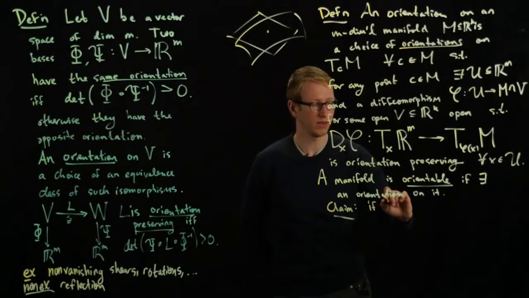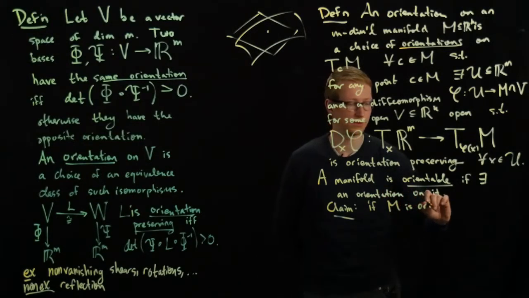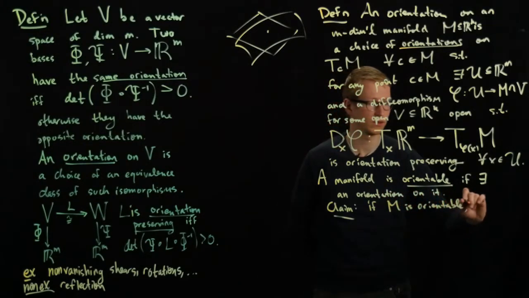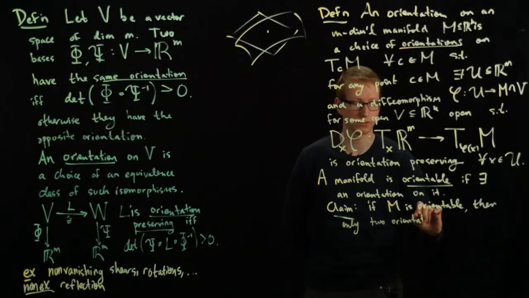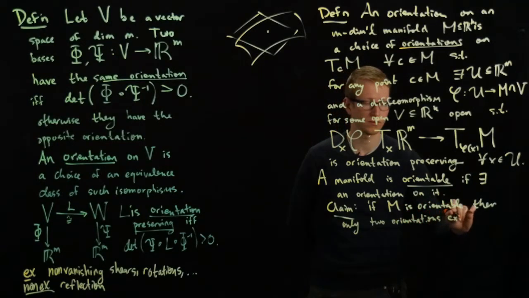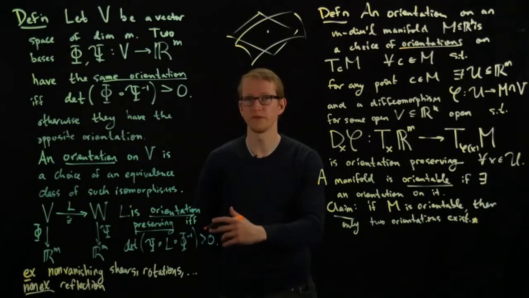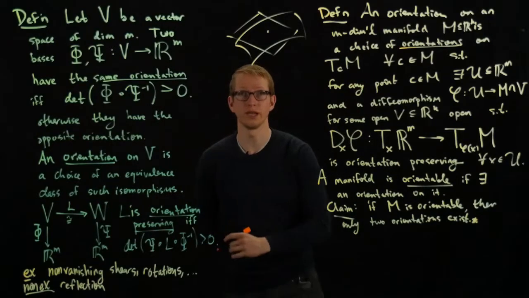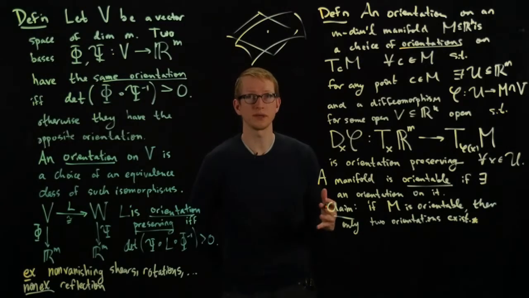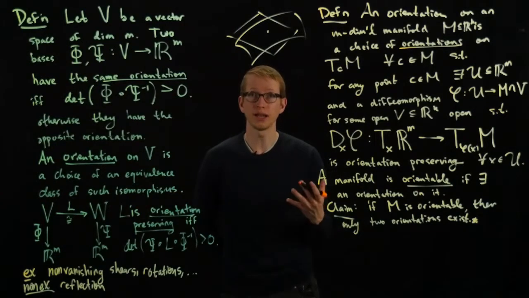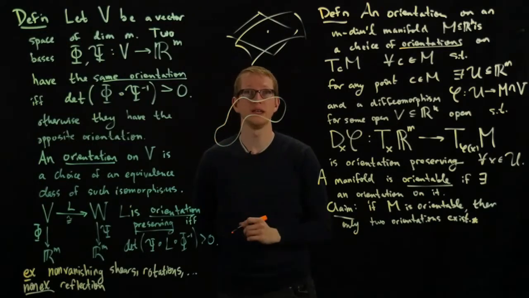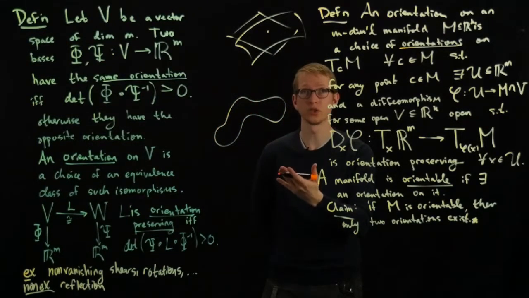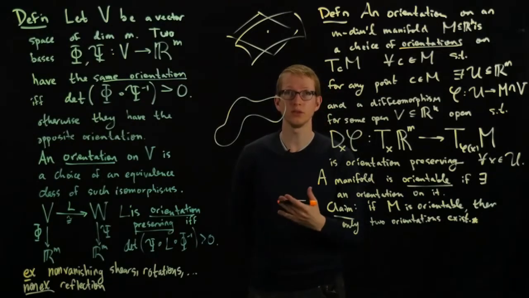If M is orientable, then only two orientations exist. And this follows from the fact that the determinant is either positive or negative. So what are some examples? An example, a lot of things that you can draw and imagine. So any, for instance, a circle, or rather the image of a circle inside of some Euclidean space is orientable.